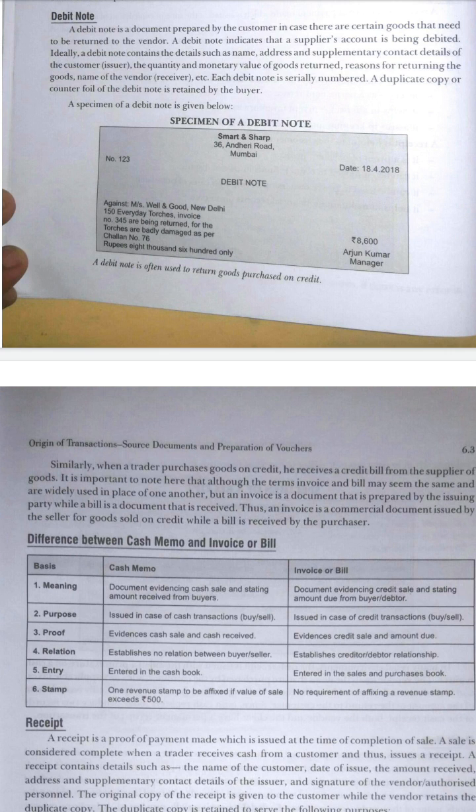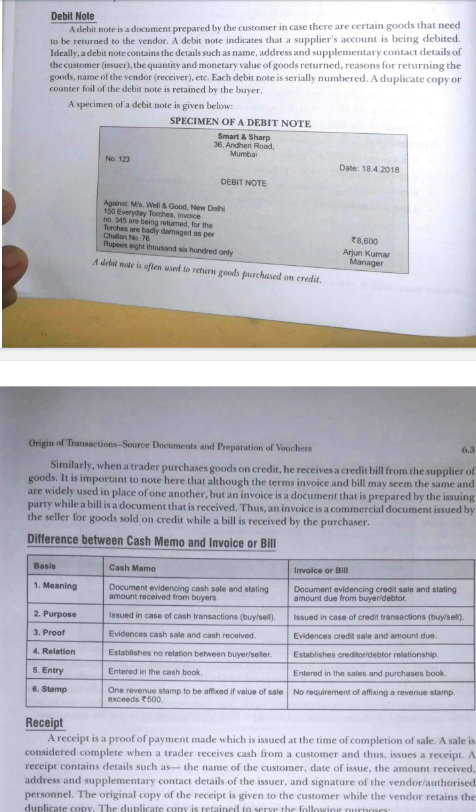A debit note indicates that the supplier's account is being debited because certain value of the goods are returned by the customer to the supplier. The customer need not pay the amount for the goods which are returned to the supplier. Understood? The customer is not in a position to pay for goods returned to the supplier, so the supplier's account should be debited.